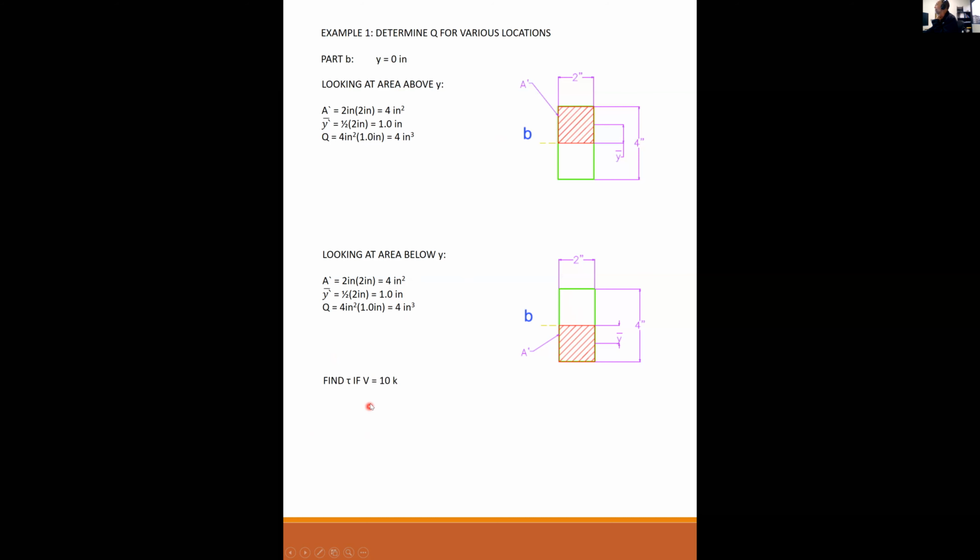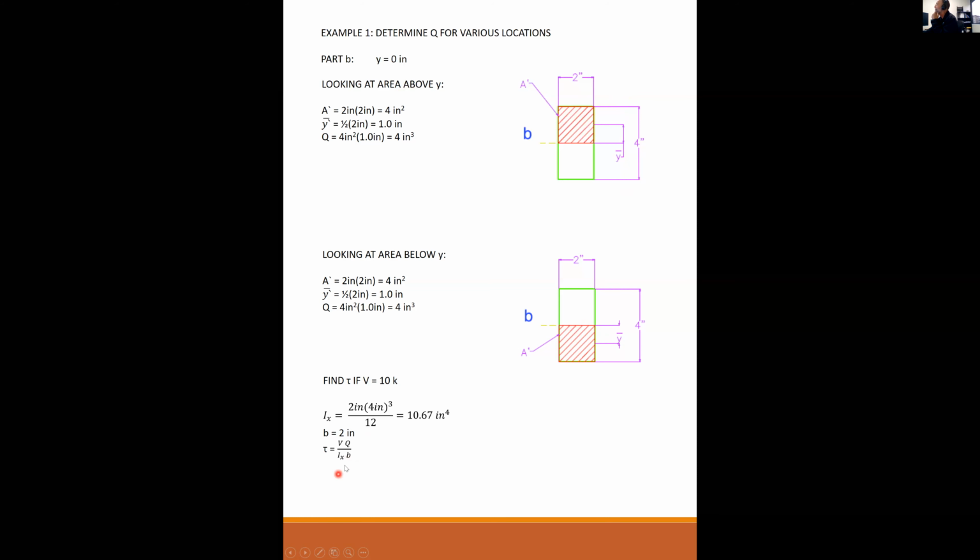So now if the shear is 10 kips, let's find tau. Tau is my horizontal shear. And I need my moment of inertia: 2 inches wide, 4 to the third over 12, 10.67 inches to the fourth. B is equal to 2. That's the width of my shear plane.